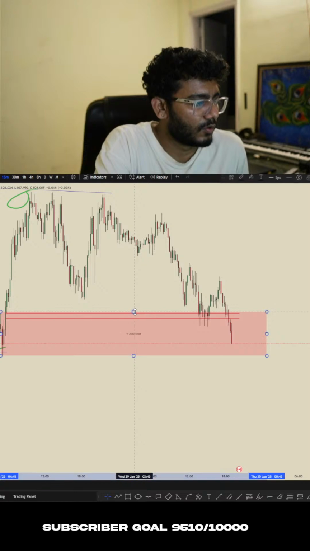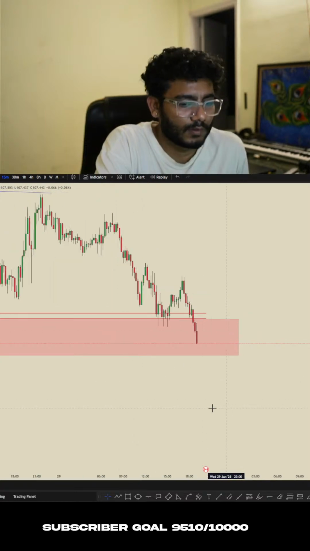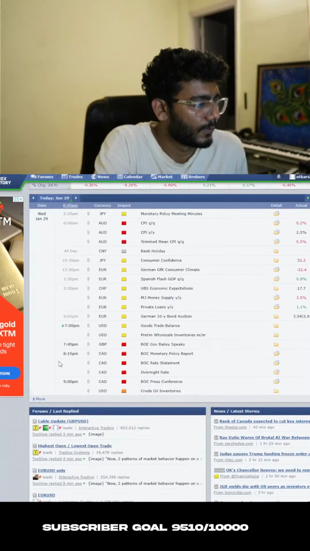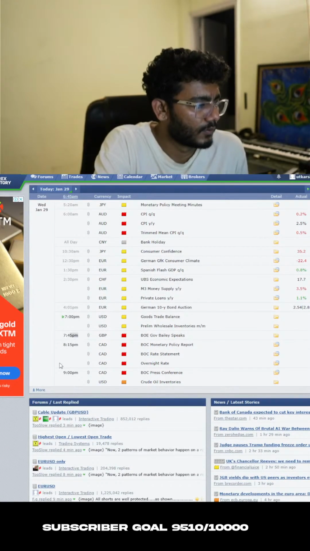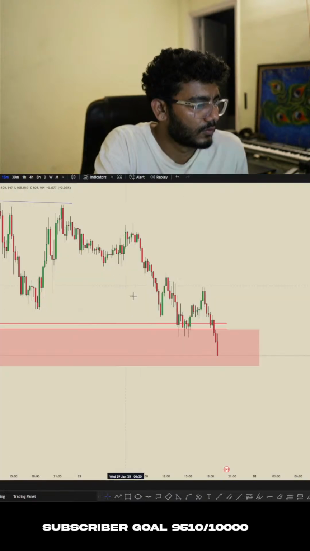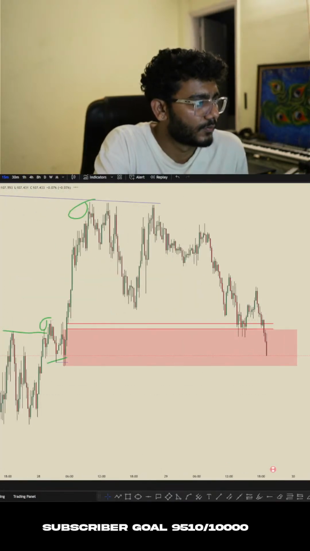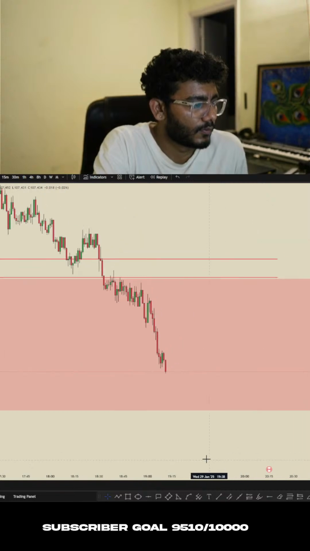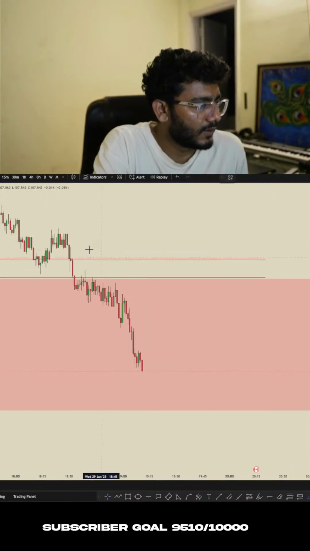So this is the order block. Price has tapped this order block. Let's wait. Tonight we have FOMC. Price should break some kind of structure.